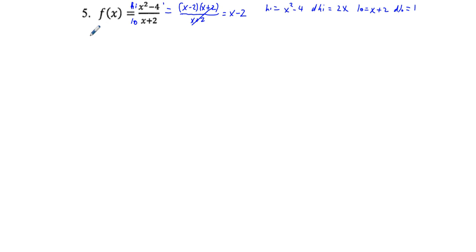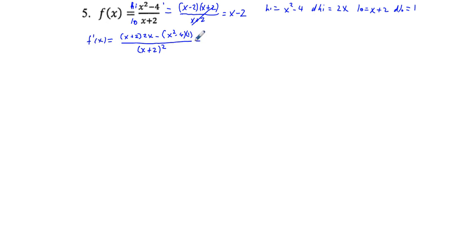So f prime of x is equal to low d high. Well, low is going to be x plus 2, times d high, which is 2x, minus high, which is x squared minus 4, times d low, which is 1, all over low squared, so that's going to be quantity x plus 2 squared.